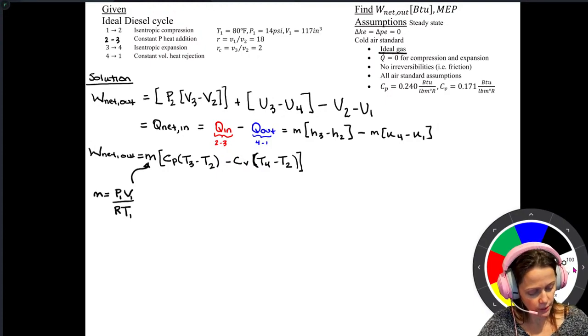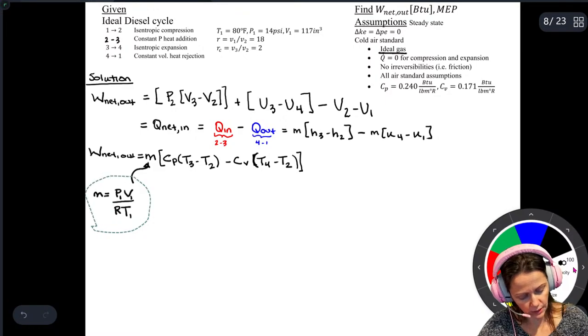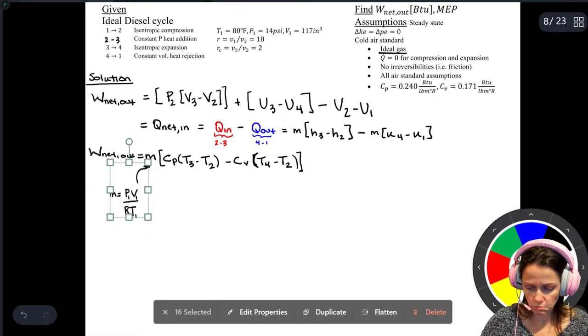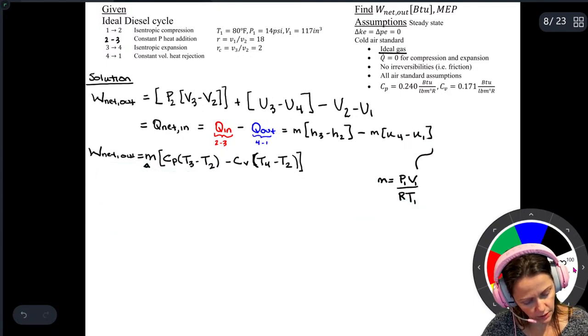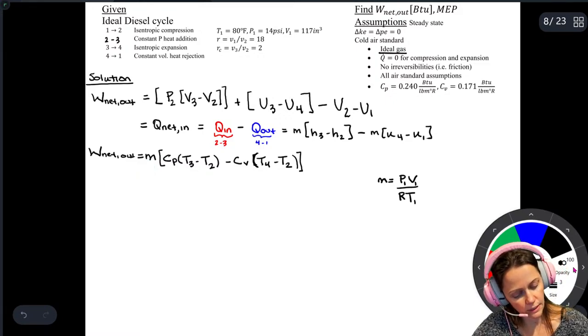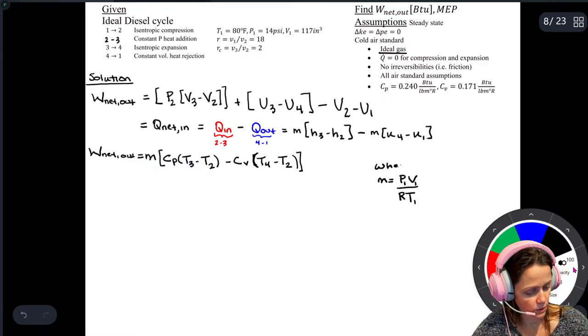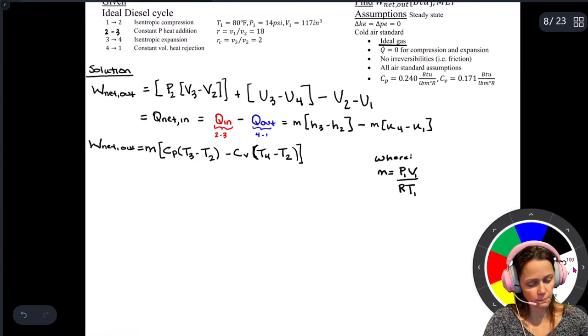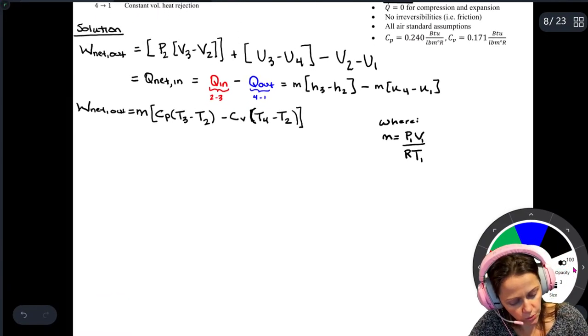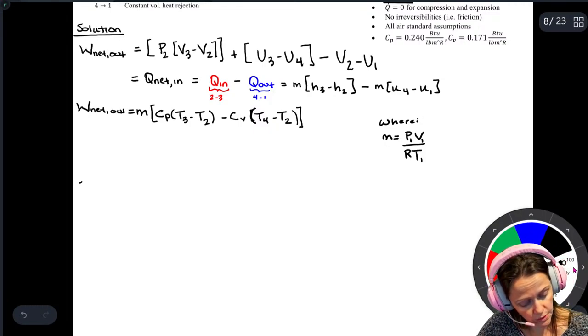So that's all well and good. I'm actually going to bring this over here and put a little note that that's how I'm going to deal with it. All right, so I need to go through and solve for each one of those states. So let's do it.